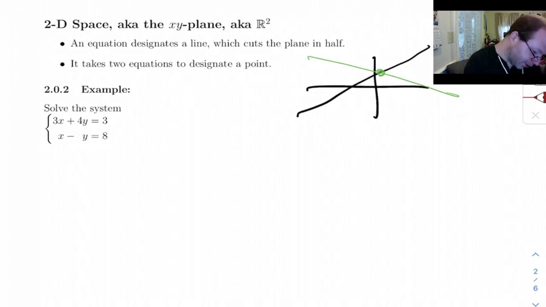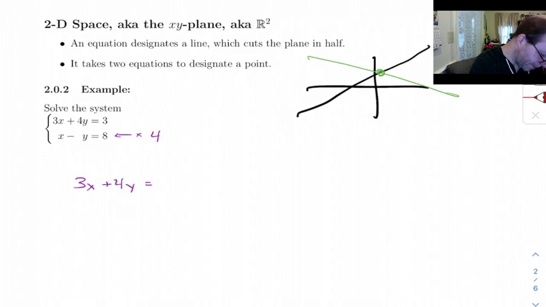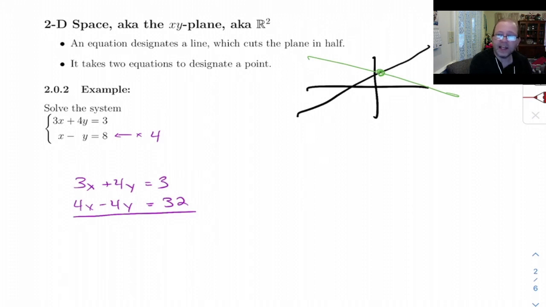Now, the first thing I notice on this is I've got a 4 and a negative 1 here for these. So I'm going to multiply this bottom by 4. And so my top equation stays the same. My bottom equation becomes 4x minus 4y equals 32. And I can add these up. Now when I add them, I get 7x equals 35.